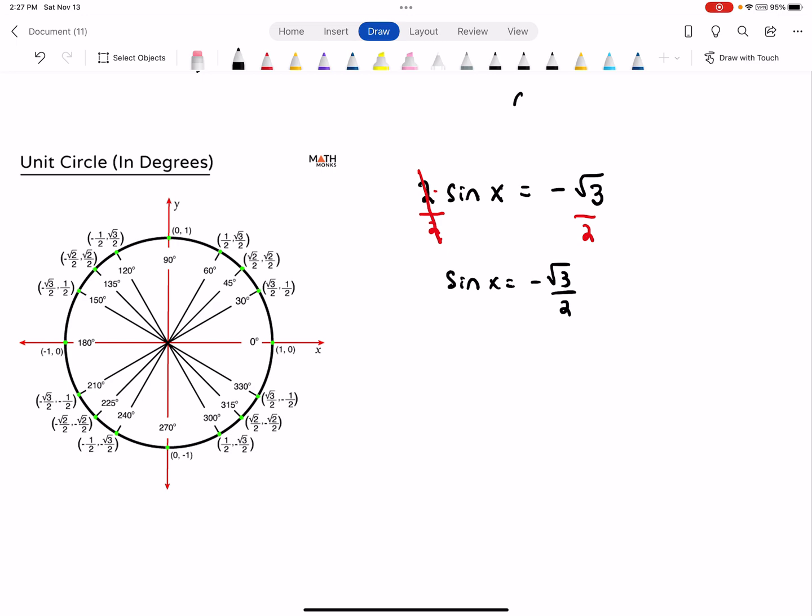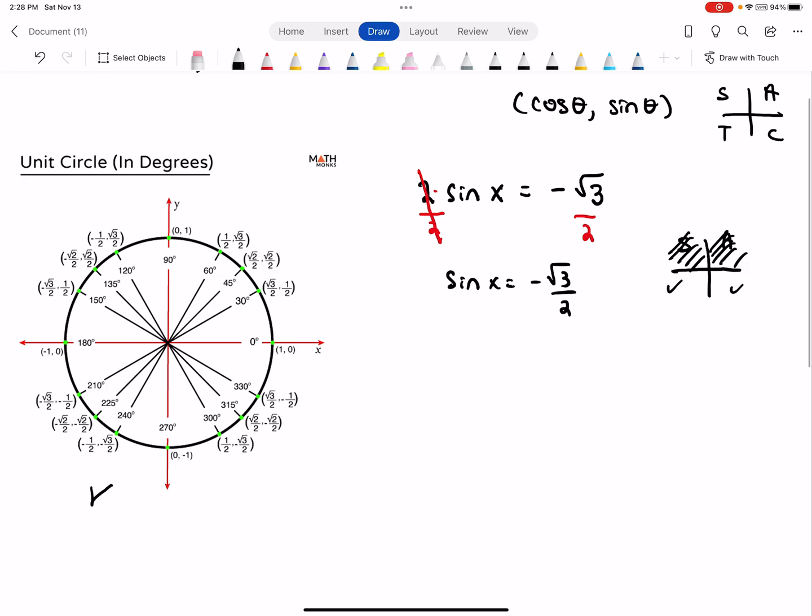So once again, let's recall that on the unit circle, cosine is the first number, sine is the second number. Also, let's recall that everything is positive in the first quadrant, sine is positive in the second, tangent is positive in the third, only cosine is positive in the fourth. Okay, so because sine is negative, I know that I'm not going to consider my positive quadrants. My answers will be in the third and the fourth. So check, check.